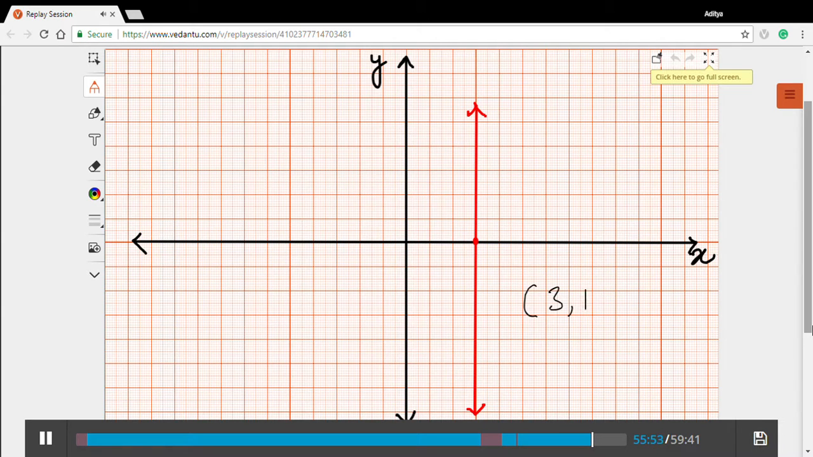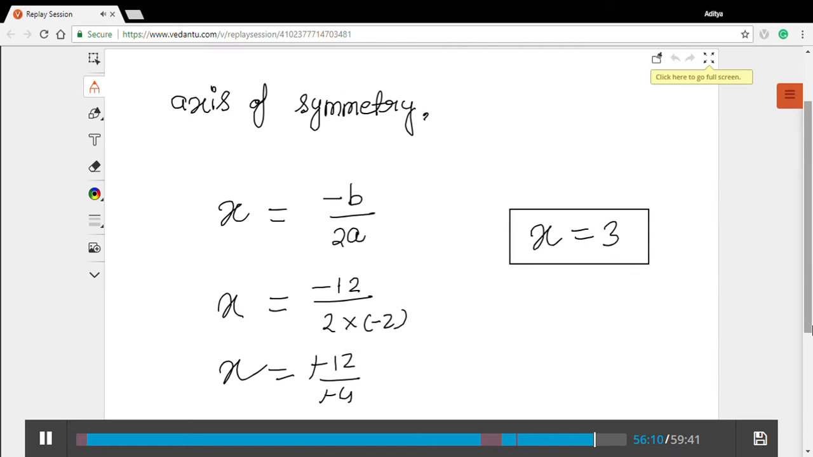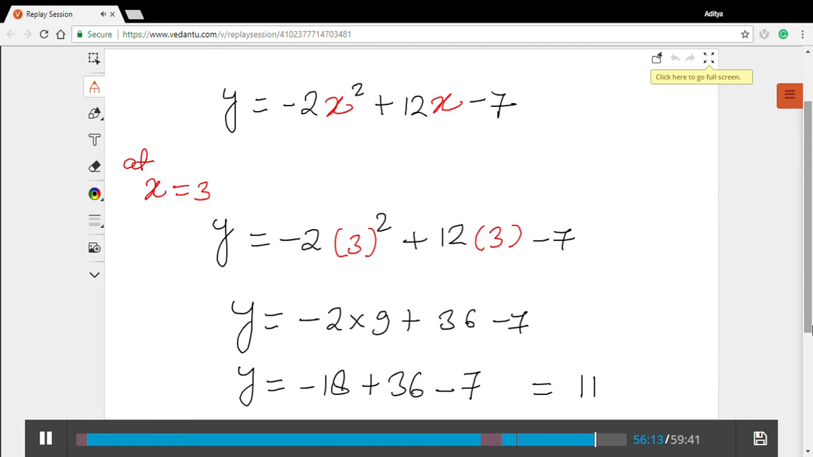Right now we have less space over here, so I can't draw it, but 3 comma 11 will be somewhere at the top. It's 3 and then 11 will be here. In the previous page, wasn't it negative 18 or something? Negative 18 plus 36 will become positive 18, right? And 18 minus 7 will just become 11. Okay, no problem. So that's how we get the vertex.